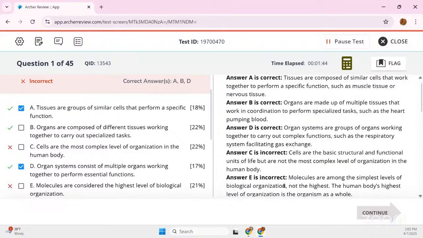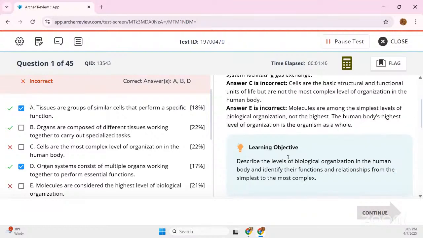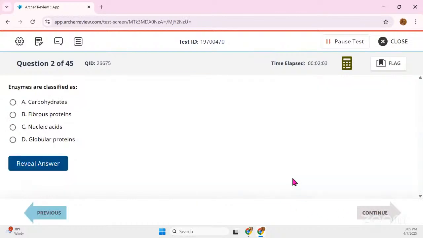the incorrect answers, tells us our learning objectives, and it also gives us, from what I understand, a really good visual that's very similar to the TEAS. And so I think that that's really helpful as well. It tells us how frequently people are getting those correct. And then you have the ability to continue.